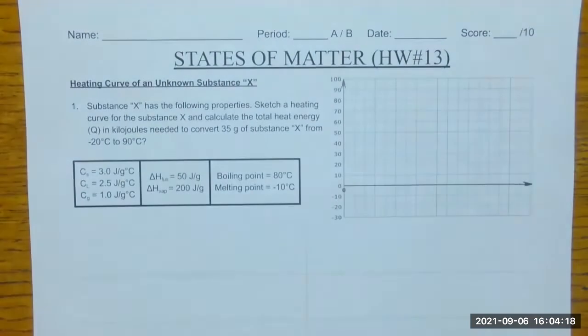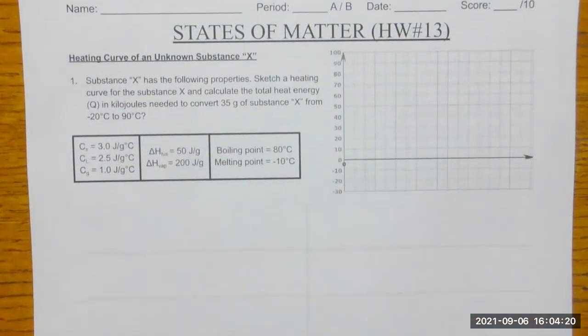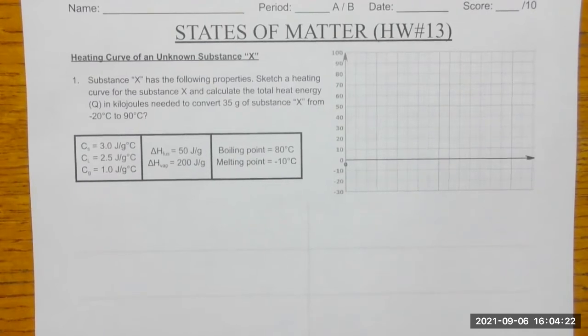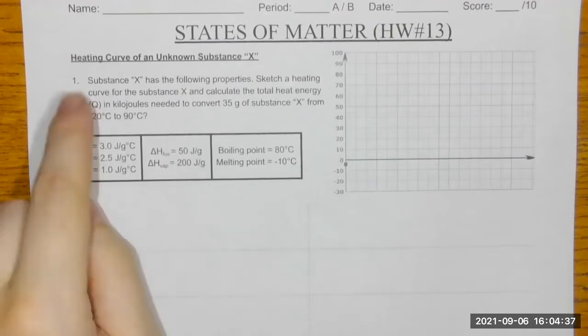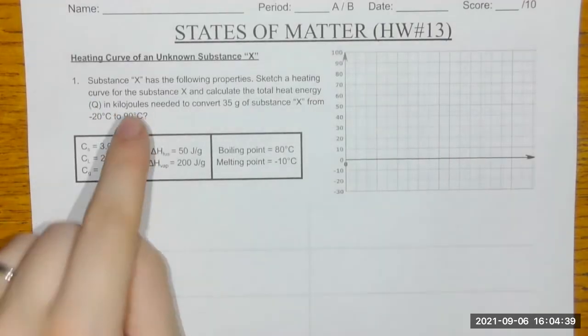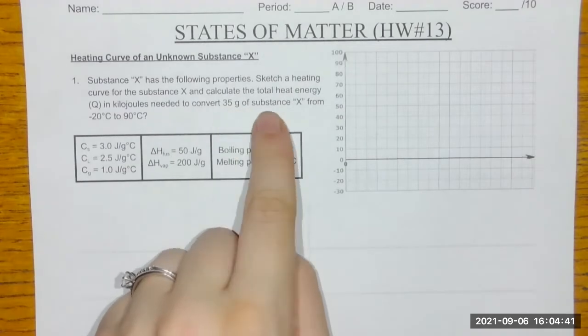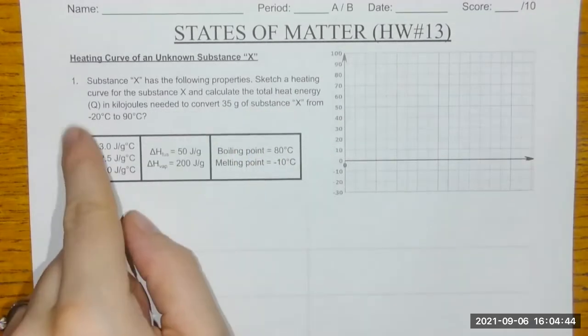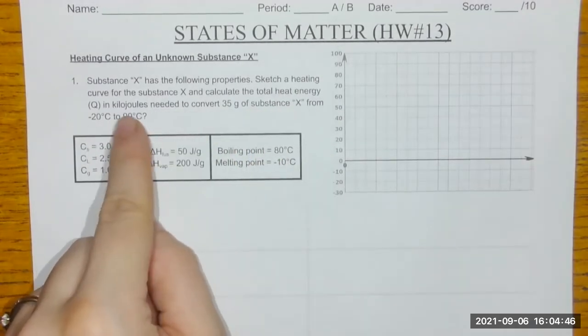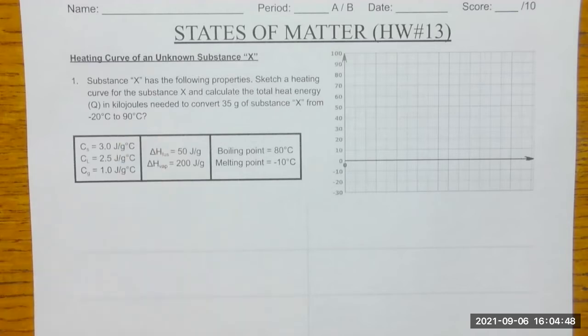So looking at the paper here, the first two problems are heating curve problems. Number one says substance X has the following properties. Sketch a heating curve for substance X and calculate the total heat energy Q in kilojoules needed to convert 35 grams of the substance from -20 to 90 degrees Celsius.